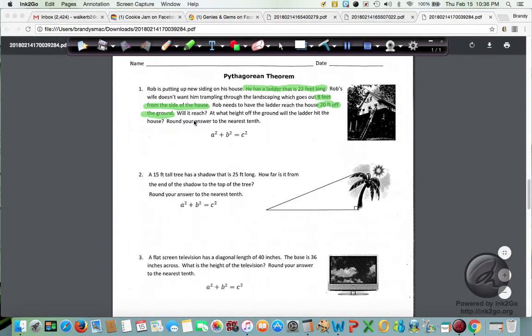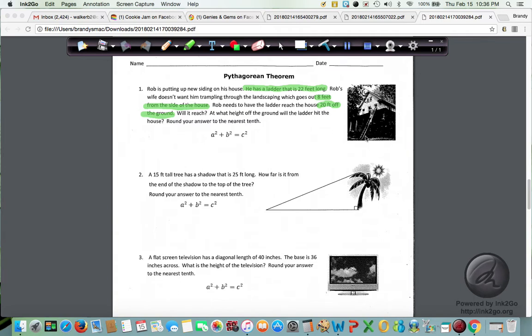So once we figure out if we plug these 3 numbers into the Pythagorean theorem whether it will reach, we need to find what height off the ground the ladder will hit the house. So is it going to hit exactly at 20 feet that Rob needs? Is it going to be higher or lower? Multi-step problem here.